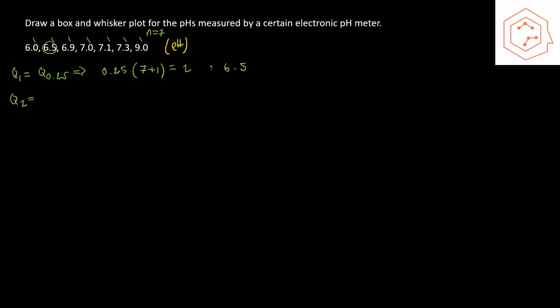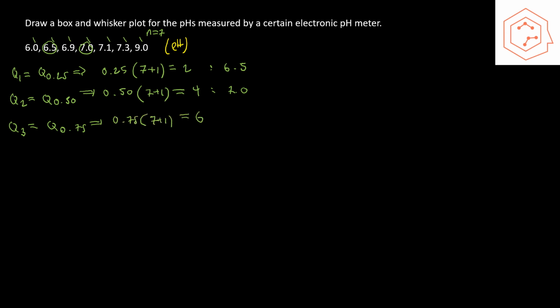Q2 is going to equal the 50th percentile, or the median. That's going to correspond to a position of 0.5 times 8, or 4. So that's going to be 7. Q3 is going to equal the 75th percentile. So Q 0.75 corresponds to 0.75 times 7 plus 1, or 8, which is equal to 6. And so Q3 is 7.3.